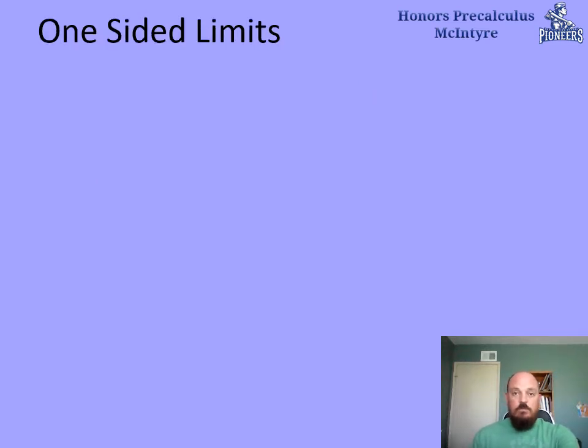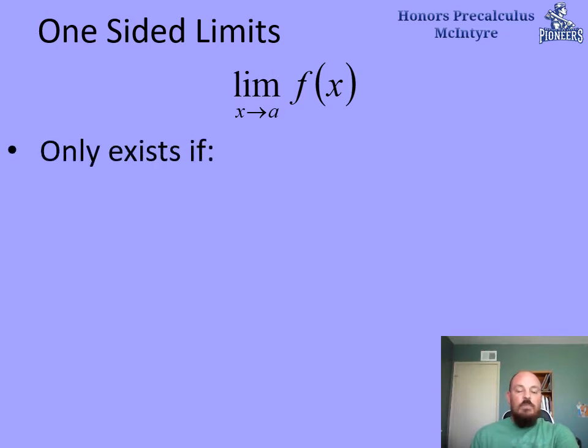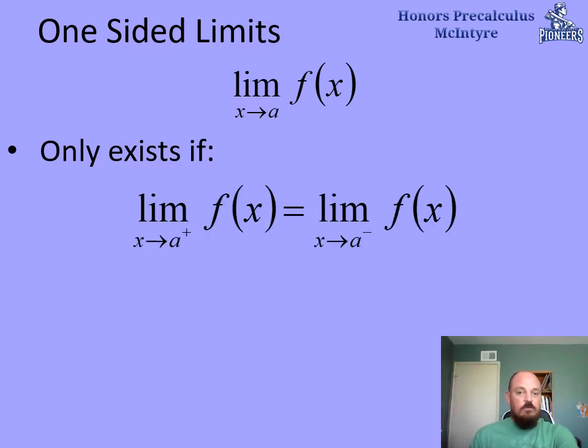So here's how it works. You know how to do all of this. We're just taking a question you already know and splitting it in half. So here is the limit, no plus, no minus. This is what we've been doing before today: the limit as x approaches a of f of x. Now we're going to say it only exists if the limit as x approaches a from the right of f of x equals the limit as x approaches a from the left of f of x.